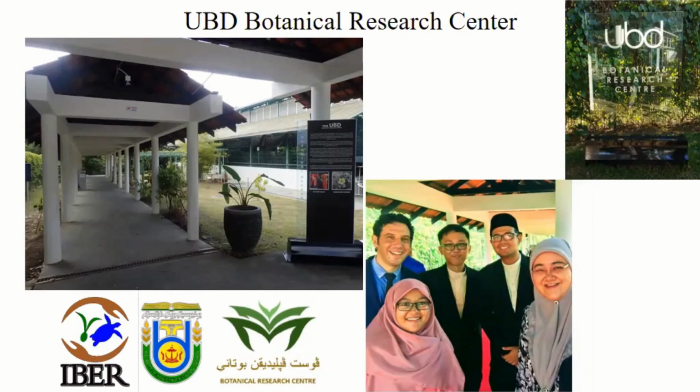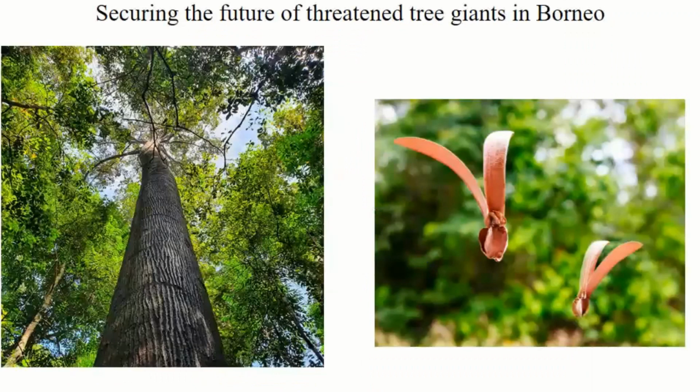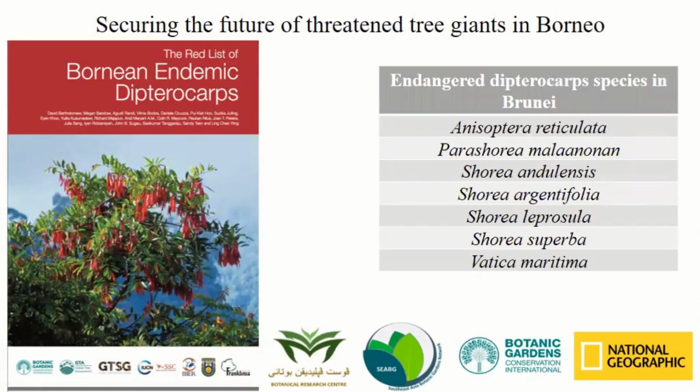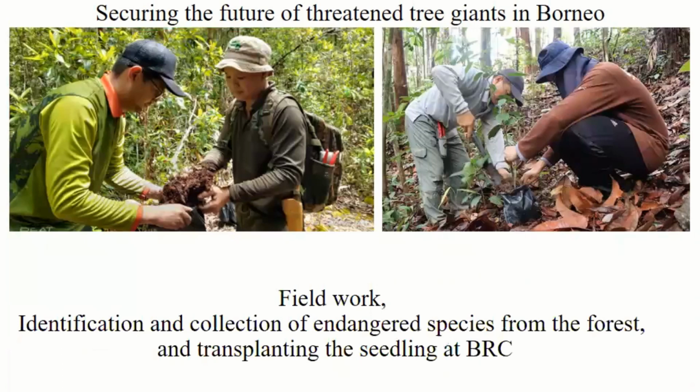Anyway, inside the garden we have a greenhouse here. We have over 300 herb species inside the greenhouse. And we have run a very nice project, started from the second year of the Botanic Garden, securing the future of threatened giant trees in Borneo. Borneo has several endemic dipterocarp species, seven in Brunei. So in collaboration with a consortium of botanic gardens within Borneo, we identified those present in Brunei. We went out into the forest, identified the species, collected the seedlings and seeds, brought the seeds back into the Botanic Garden, and eventually we secured them in the Botanic Garden.